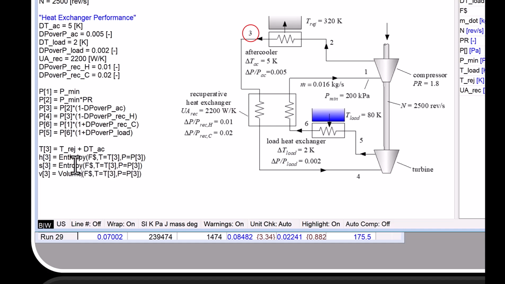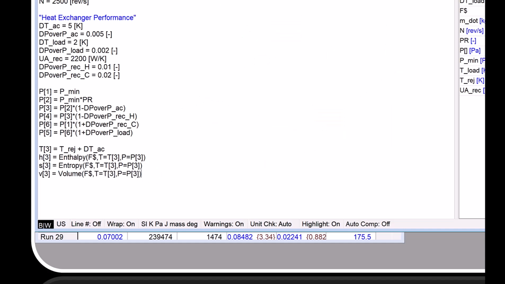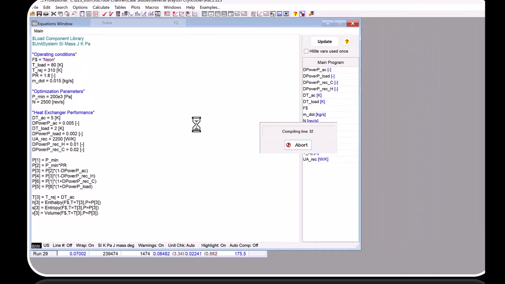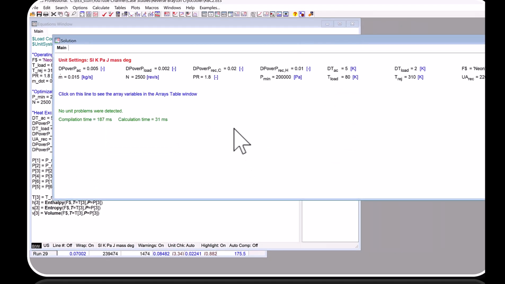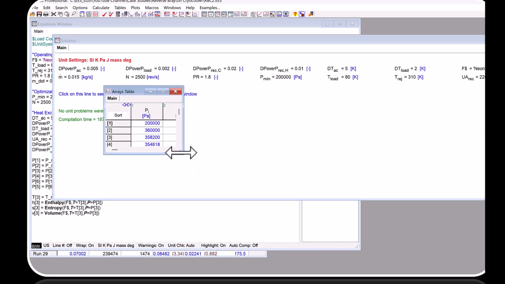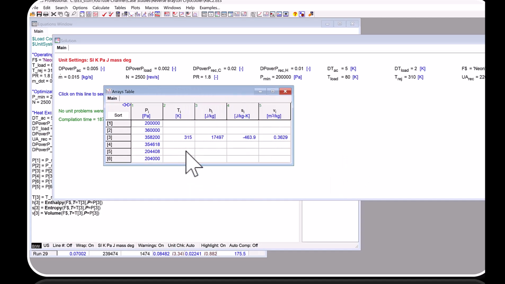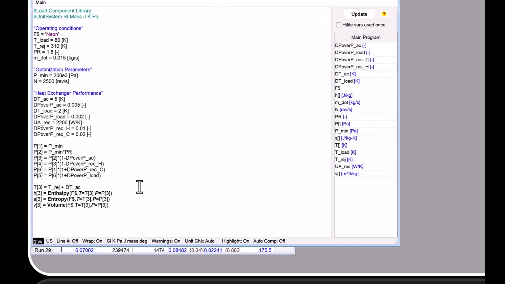Volume. And before I move forward, I probably ought to go ahead and solve this, make sure I haven't made any mistakes. I'll go look at the arrays table. Yeah, it looks like so far so good. Okay, so that's one state that I know.